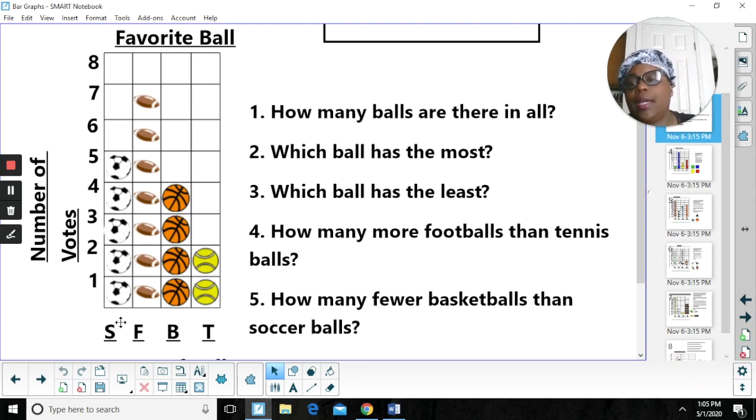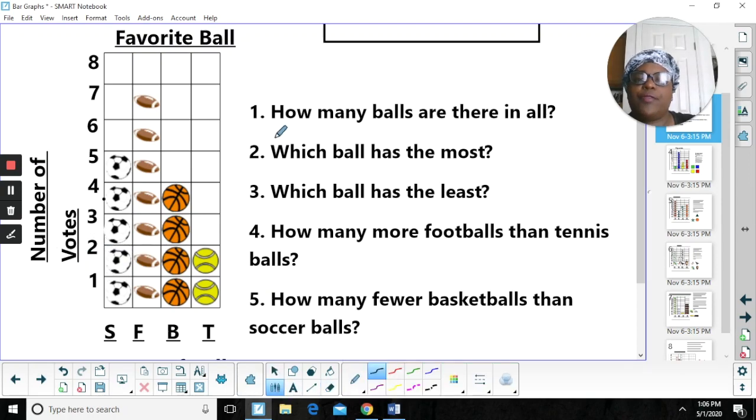Okay, so we have how many soccer balls? We go up the graph and over. How many do we have? 5. And it says how many footballs? Up the graph and over. How many do you have? 7. Now, let's go to our basketballs. Up the graph and over. How many do you have? 4. And here you have your tennis balls. Up the graph and over. How many do you have? 2. Okay?